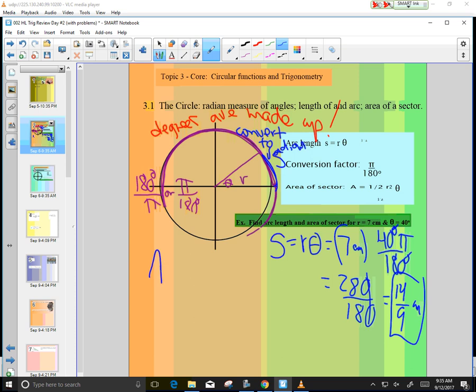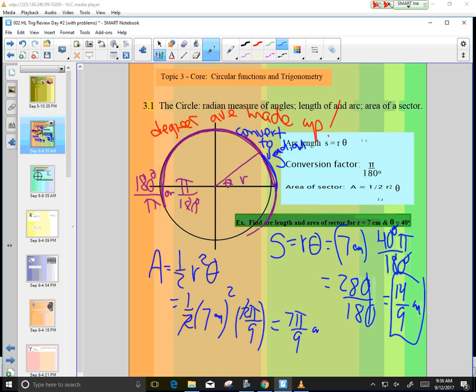Area of a sector is 1/2 r squared theta, 1/2 times 7 centimeters, it's squared. You're tempted to put in 40, but you're going to have to go 4 pi over 18 or 2 pi over 9. And so that's just going to be 7 pi over 9 centimeters squared. That's the area of a sector.